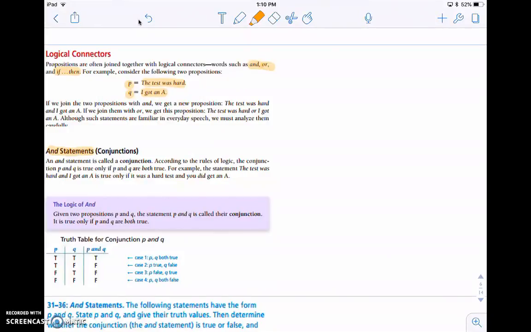Okay, an and statement is called a conjunction. When we look at the rules of logic, the conjunction P and Q is only true if P and Q are both true. So in an and statement, both propositions have to be true in order for the new proposition with and to be true. And when we look at this, we create a truth table.